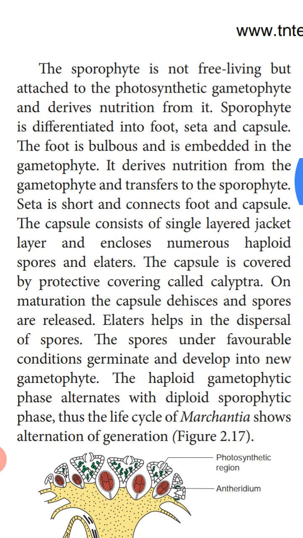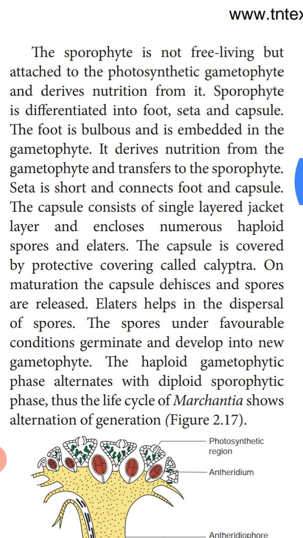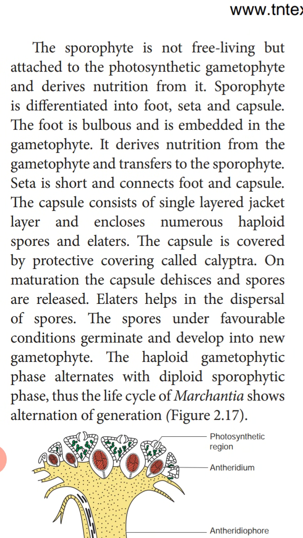Here you can see the foot is bulbous and is embedded in the gametophyte. It derives nutrition from the gametophyte and transfers it to the sporophyte. So the function of the foot is to absorb nutrition from the gametophyte and transfer it to the sporophyte. The seta is short and connects foot and capsule. The capsule consists of a single layered jacket, a protective layer that encloses numerous haploid spores and elaters. The capsule is covered by a protective covering called the calyptra.